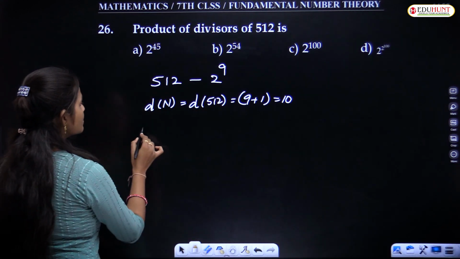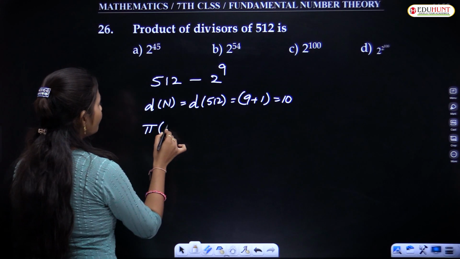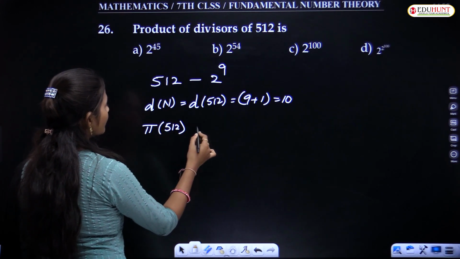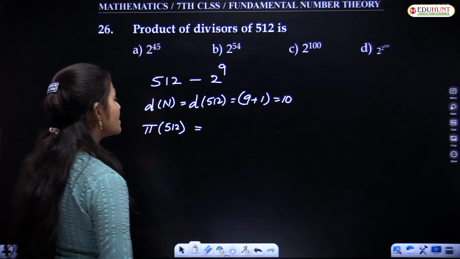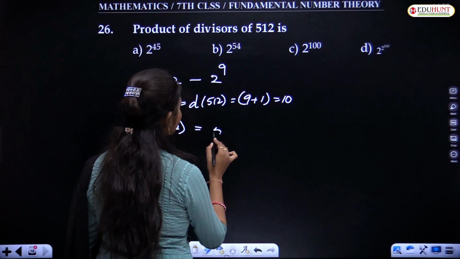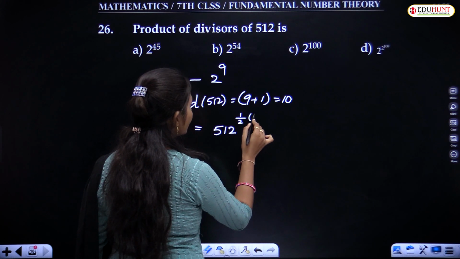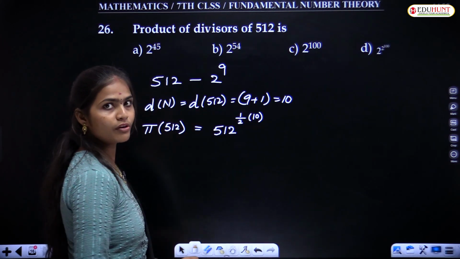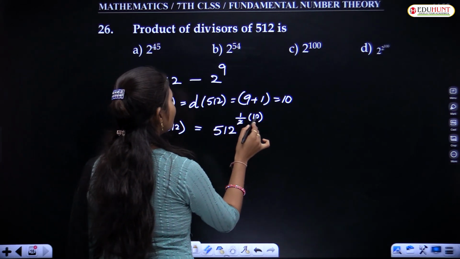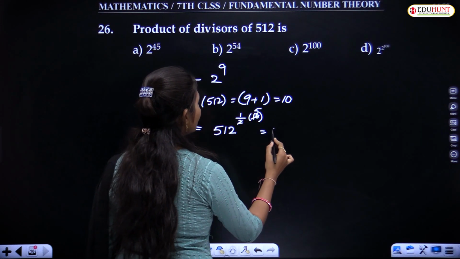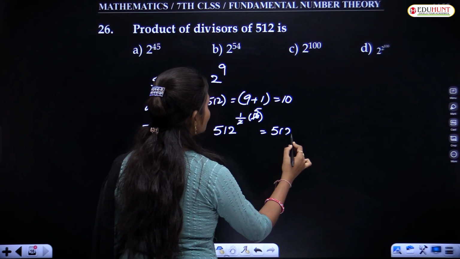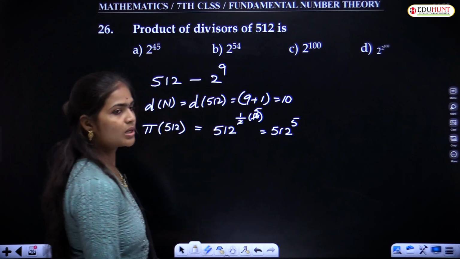Now here what we have to find out? Product of the divisors. So pi of 512. Product of the divisors they are asking. So what is the product of divisors formula? 512 power half into the number of divisors only, no? So here half of 10 is 5. So here we are getting 512 power 5, but here the option is not there.